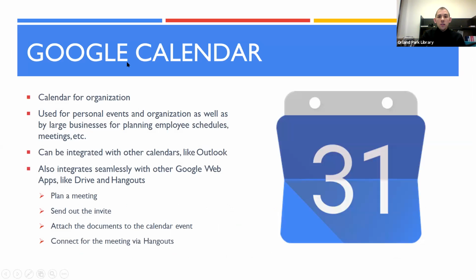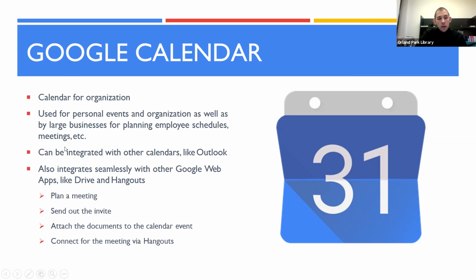Next is Google Calendar. This is the default app that Google uses to organize and plan schedules, and I'll go by each bullet point right now. It's a calendar used for organization. It's used for personal events and organization, as well as by large businesses for planning employee schedules, meetings, etc. It works on Android and iOS as well as desktop, so you can use the app like an employee schedule. You can make your own schedule as a nice view. I'll show a visual representation later on, and I'll show you what can be done in that.